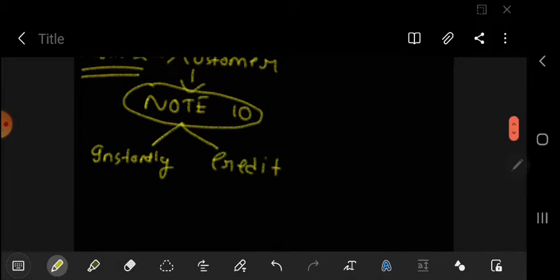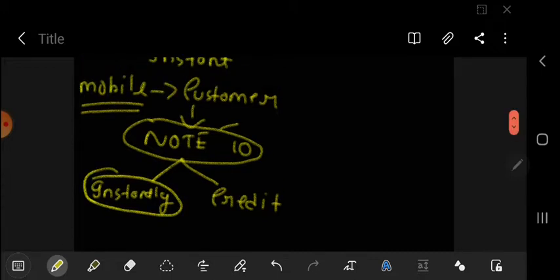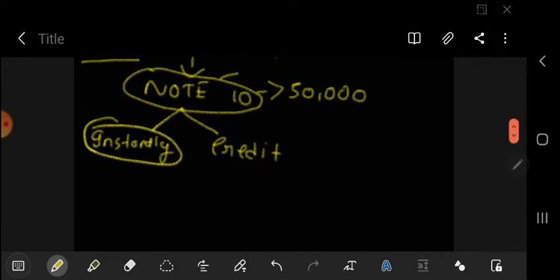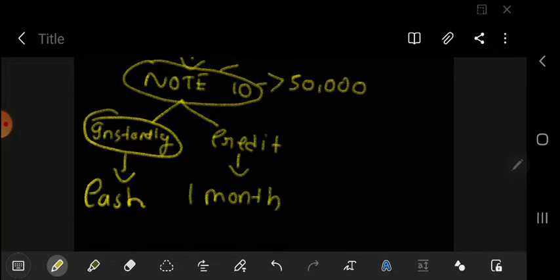Okay. If the person who wants this mobile pays the money instantly, we evaluate the price of the phone as 50,000. So if the customer pays money of mobile worth rupees 50,000 instantly, then that transaction will be a cash transaction. And if the person pays money after a month, he will pay the same amount, 50,000 worth only.